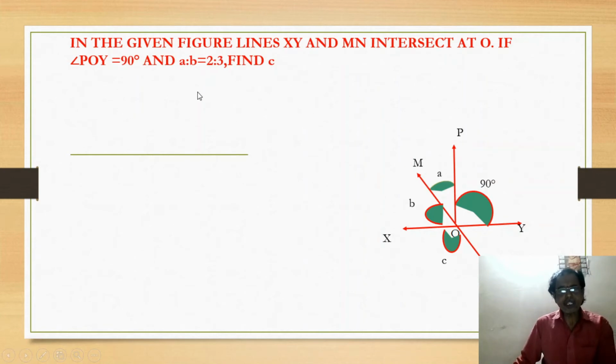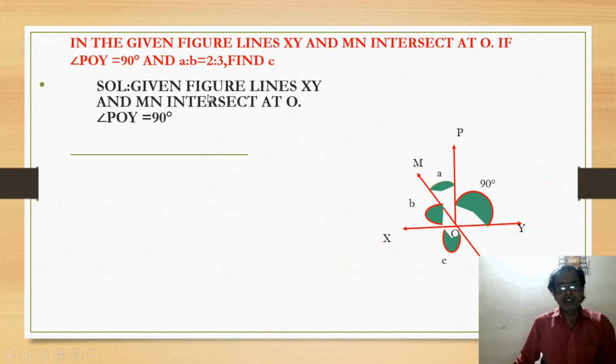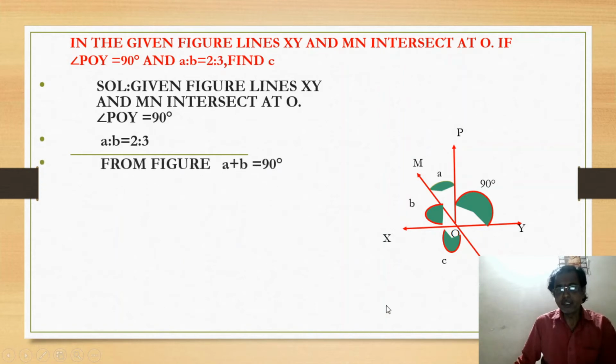So let us see one by one. Here, in the given figure, lines XY and MN intersect at O. Okay, and angle POY is 90 degrees, and A is to B is 2 is to 3. Then we have to find C. Okay, children, now from the figure, we can easily write A plus B is equal to 90 degrees. Why? Because in this 90 degrees we have the 2 angles, that is A and B. So the sum of those angles is 90. It is clear from the figure.